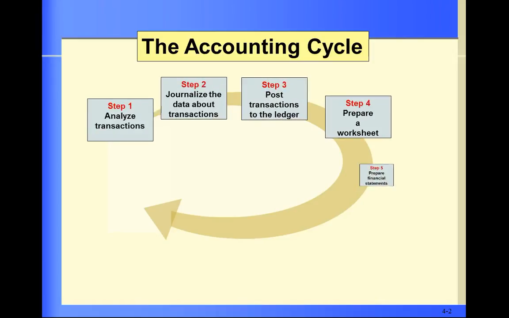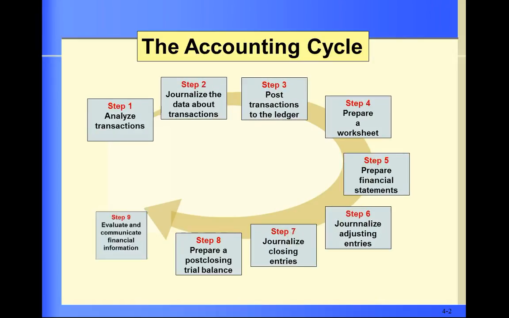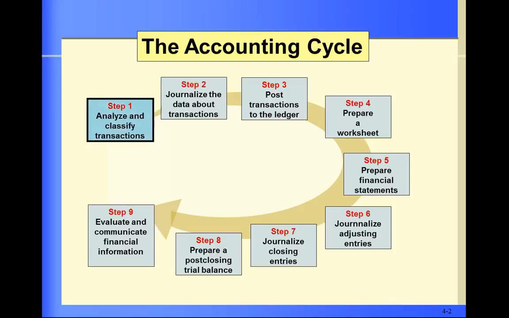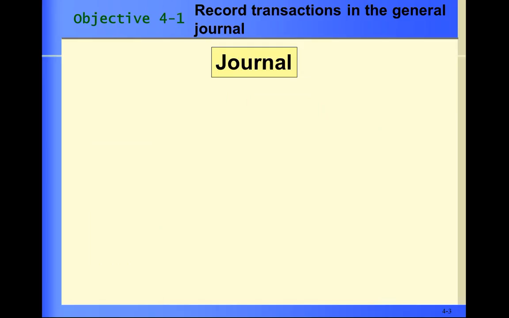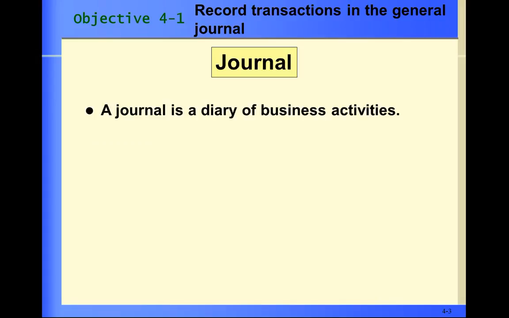Let's start by looking at the accounting cycle itself and where the journalizing process fits into this. In prior videos we looked at what were called T accounts, and this was a way for us to analyze and classify the business transactions. In this video we're going to talk about journalizing. This is the process where we actually take the information from those transactions and put them into our accounting system. So what is the journal?